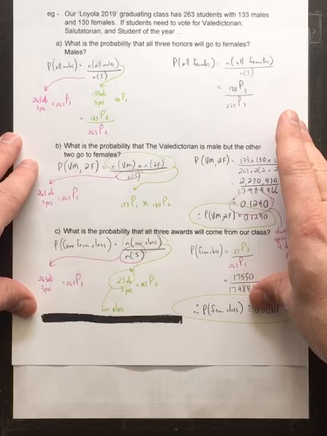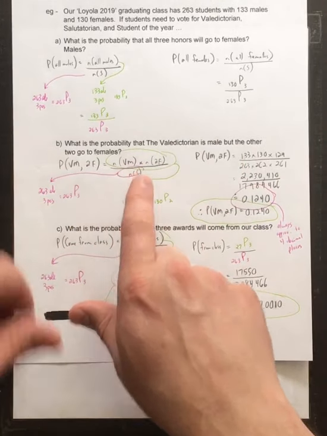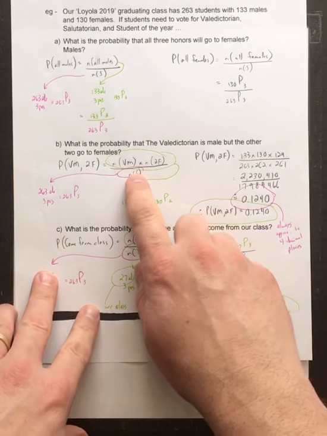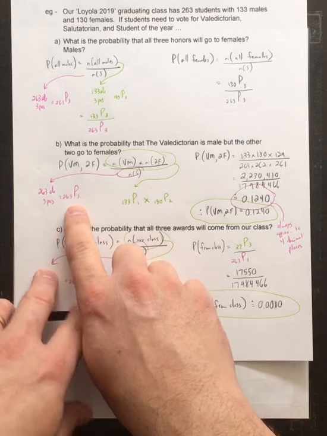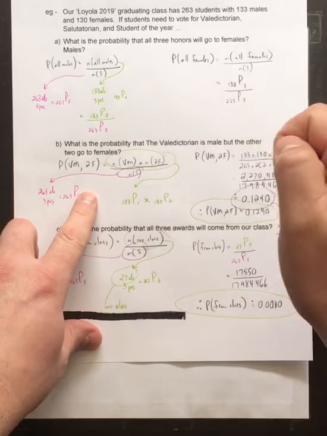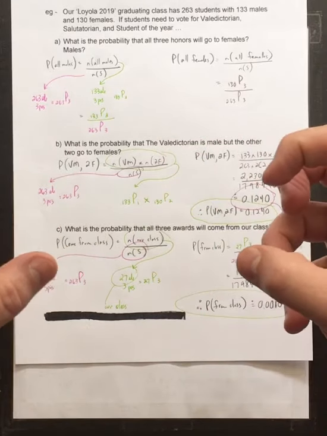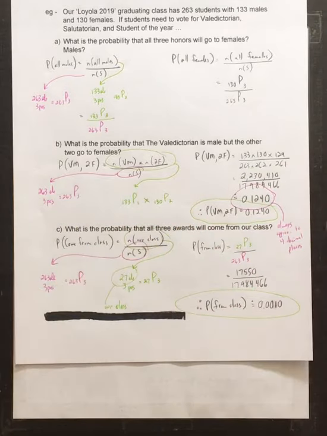Okay, second example, what is the probability that the valedictorian is male, but the other 2 go to females? Okay, that's a little bit more specific. Again, denominator NS, 263 elements, 3 people are chosen, different positions, so 263 P3. But the numerator is a little bit different. What I actually have to do is to do 2 sets of choosing. And you can outline this by doing spaces if you want to. It's just a little bit daunting with the numbers.